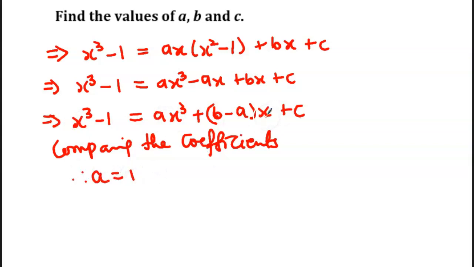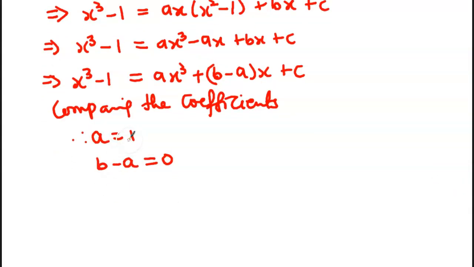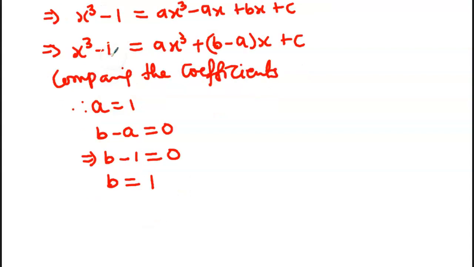So let's come to a term in x. Since there is no term in x on the left hand side, it means that the coefficient of x is equal to 0. So we can say b minus a is equal to 0. We already know a, so this implies that b minus 1 is equal to 0. So b will be equal to 1. Then let's come to the constant terms. Here, minus 1 and then c. So we can say that c is minus 1.